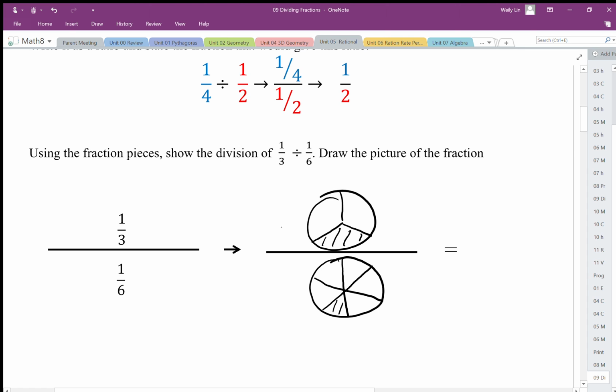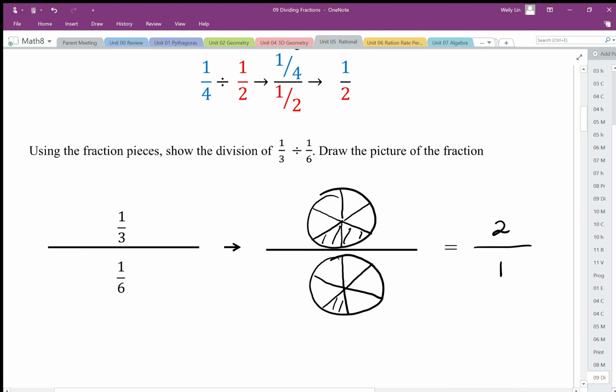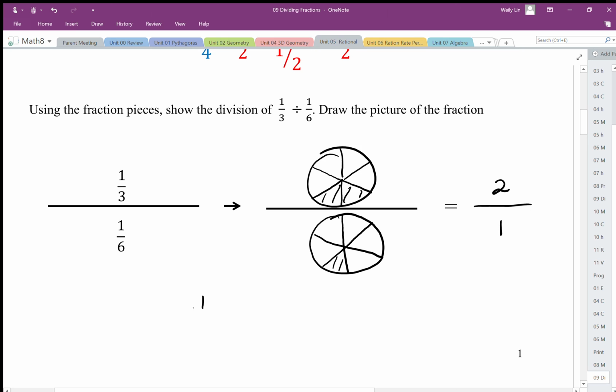So if I want to do an equal comparison, it would be helpful to have the same size pieces. So if I just split up this 1/3 into the same size pieces, I end up with two parts in the numerator compared to one part in the denominator. So the solution then would be 1/3 divided by 1/6 is the same as comparing 1/3 to 1/6, and that comparison is a 2:1 comparison, or 1/3 divided by 1/6 is equal to 2.